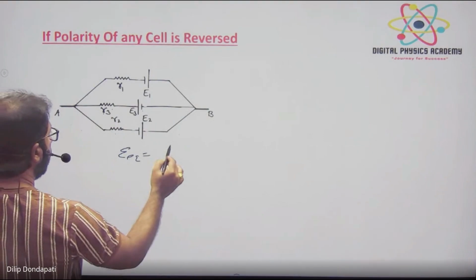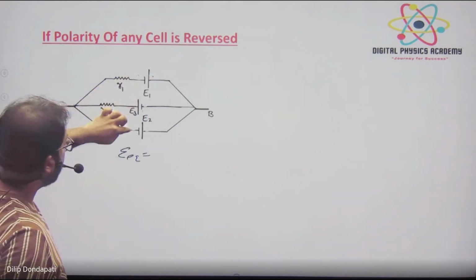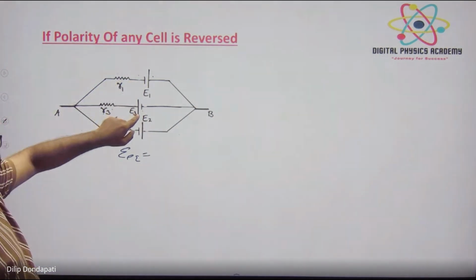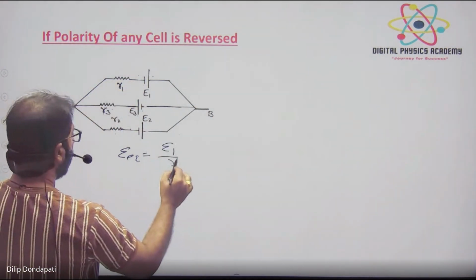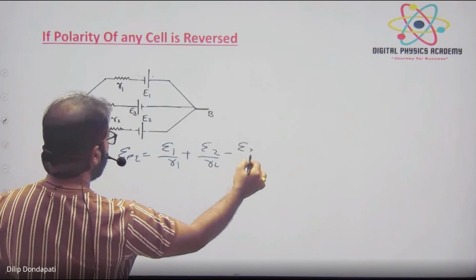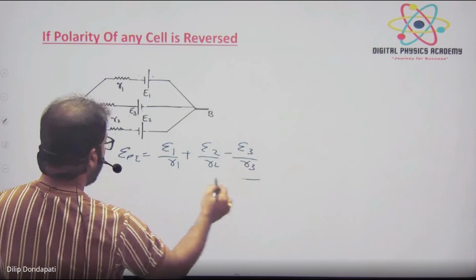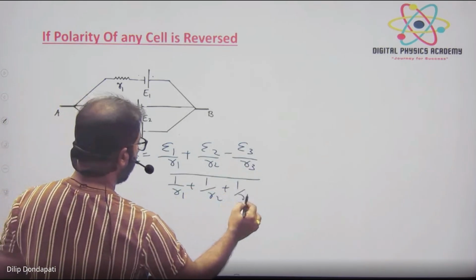Same, 1 by. So E equivalent is equal to, look Sridham, when you're walking from here, minus plus, both are the same polarity, and one is reverse. That's why we take this one as minus, and this one as positive. So E1 by R1 plus E2 by R2 minus E3 by R3, by 1 by R1 plus 1 by R2 plus 1 by R3. Done.